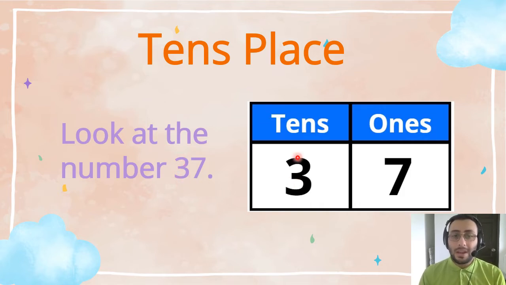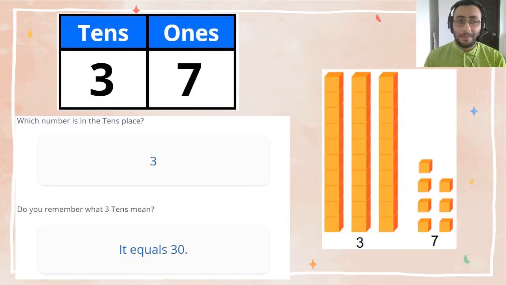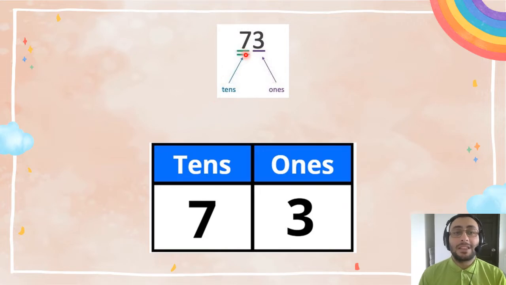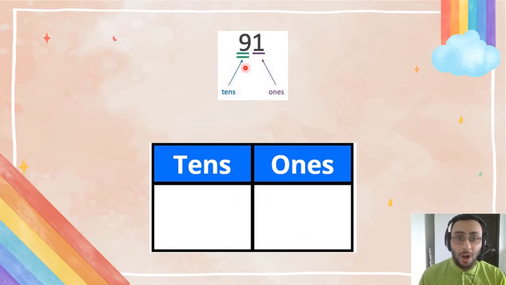37 has 3 tens and 7 ones. Easy. Now that 3 in the tens means 30, right? Broop, broop, broop. See, 3 tens is 30. And we have 7 ones, which is 7. Together, they make 37. Let's look at 73. 7 tens, 70. 3 ones, 3. So together, 73. Easy.